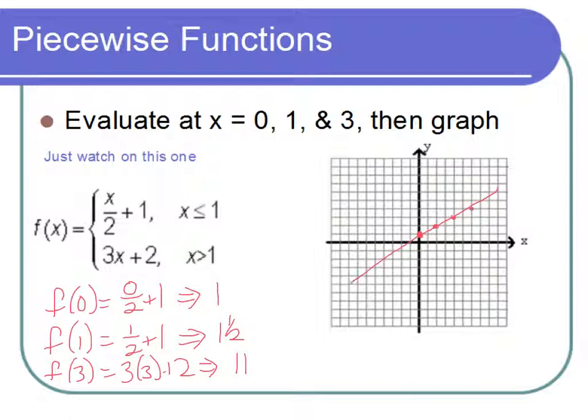Except I don't really want that entire line. I only want that line when x is less than or equal to 1. So I go grab my eraser, and I get rid of all this when x is bigger than 1. It's like right to there-ish. And so this is the graph I want, and it stops at the edge here. Then I could come back and do the second function.